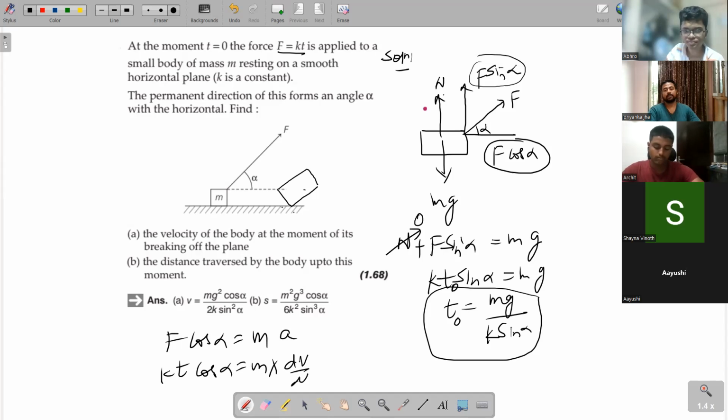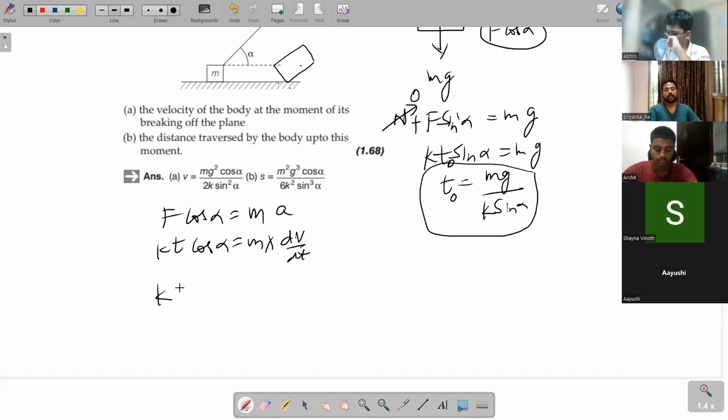acceleration, which is dv by dt. Now cross multiply: K cos alpha into t dt equals m dv. Now integrate this. The constant will come out of the integration. Initially it was at rest when time t equal to 0, and after time t, so how much time t?